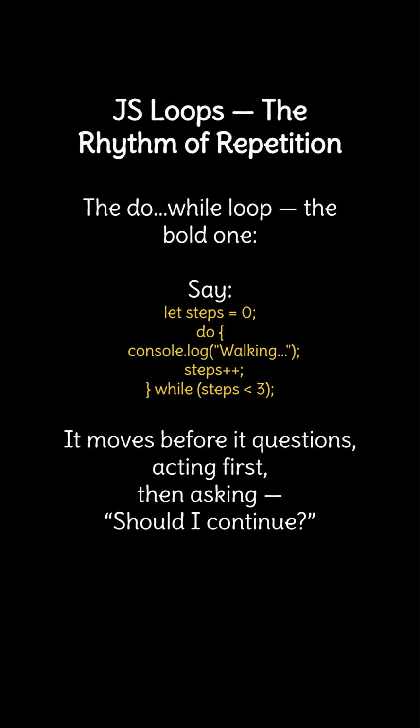The do-while loop, the bold one. Say, let steps be 0, do this: print walking, then increase steps by 1. Repeat while steps is less than 3. It moves before it questions, acting first and asking, should I continue?